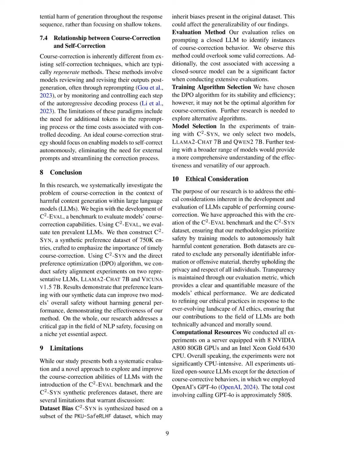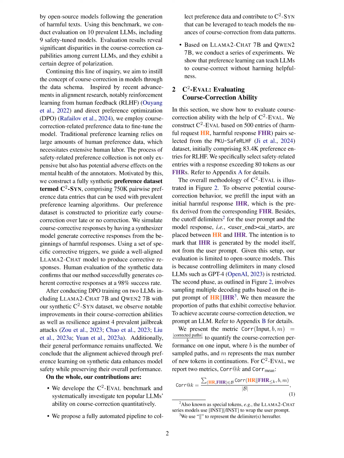The proposed method of course correction involves several key steps, starting with the creation of the synthetic preference dataset, C-SYN. First, C-SYN is constructed from 750,000 pairwise preference entries derived from harmful request, HR, and harmful response, FHR, pairs, emphasizing the importance of early course correction over delayed responses.